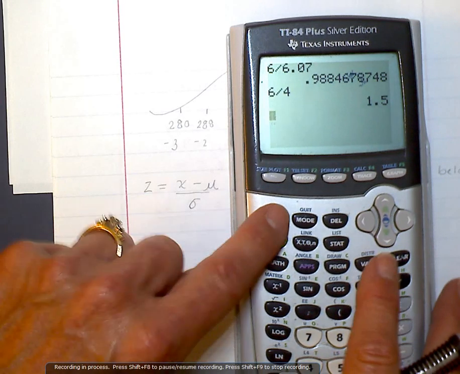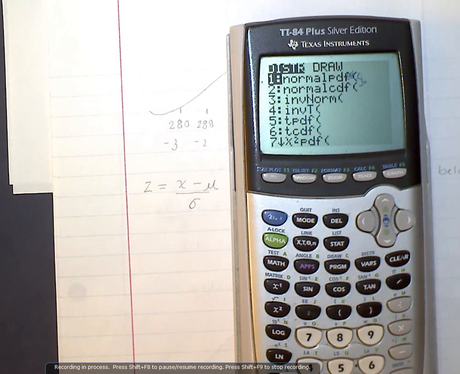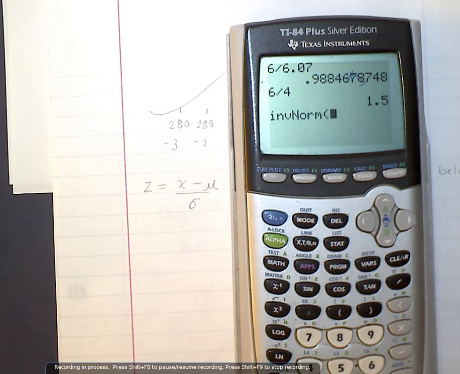Second VARS will take you to the distribution menu. Everybody get there? Inverse norm is option 3. Like I said, you give the area below, so 0.85, and this will give you a z-score. And Jimmy was right. It is between 1.03 and 1.04, isn't it?